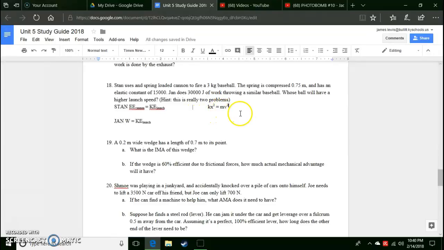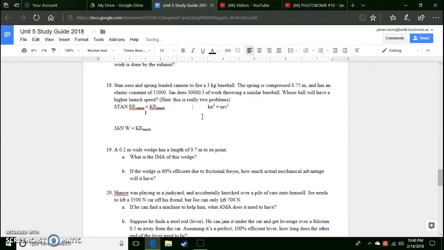So this information that we know from the problem, let's use that. I'm going to hit the enter key, tab over to that section there. K is going to be the elastic constant over here. It's 15,000, so let's put that 15,000 in right there.